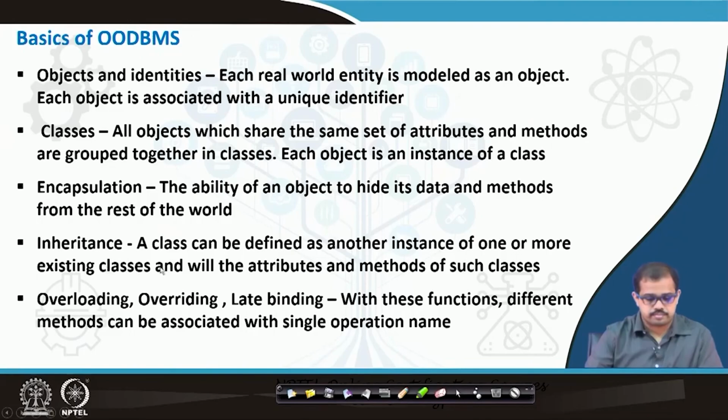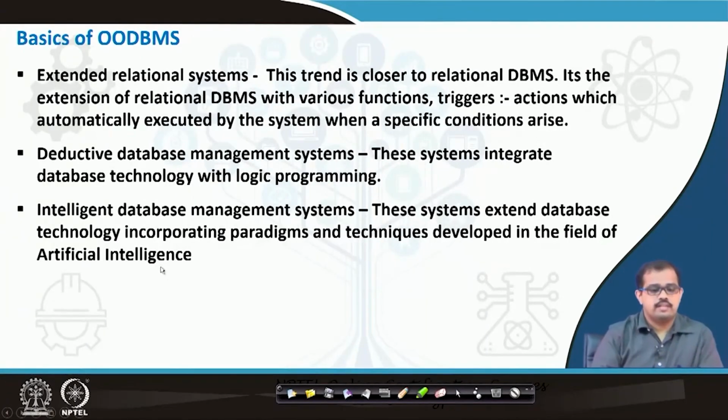And when you look at extended relational systems, this trend is closer to relational databases, that is, object oriented relational database management systems. These are extensions of the relational database management system, with various functions, triggers, and actions that are automatically executed by the system when specific conditions arise, which was a disadvantage in a relational database.